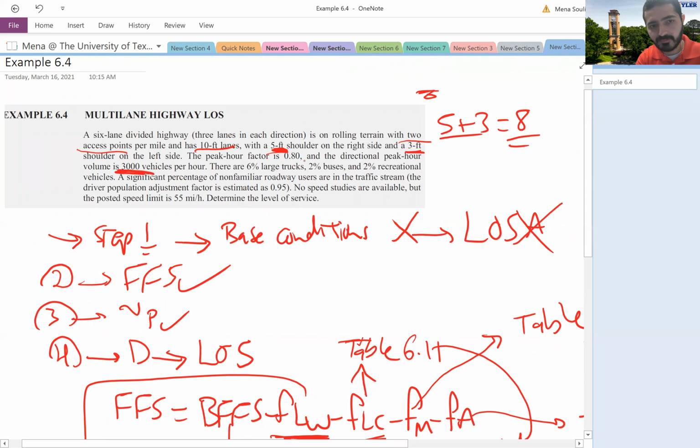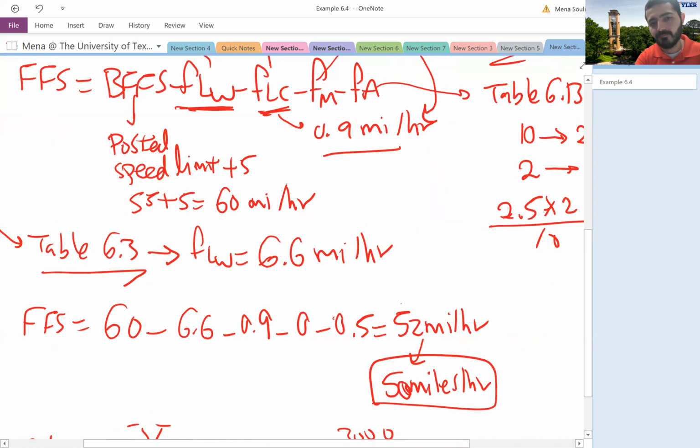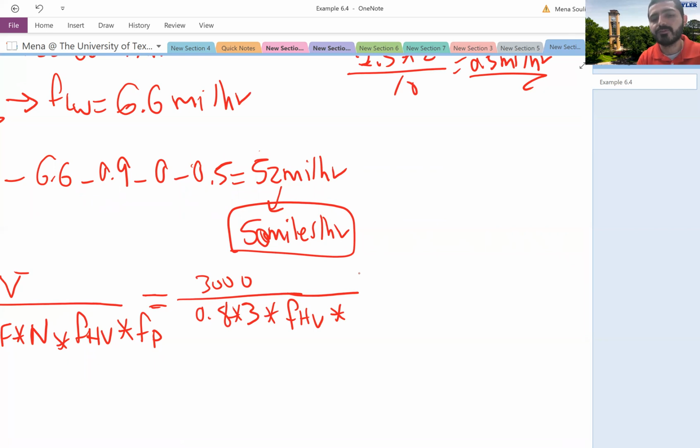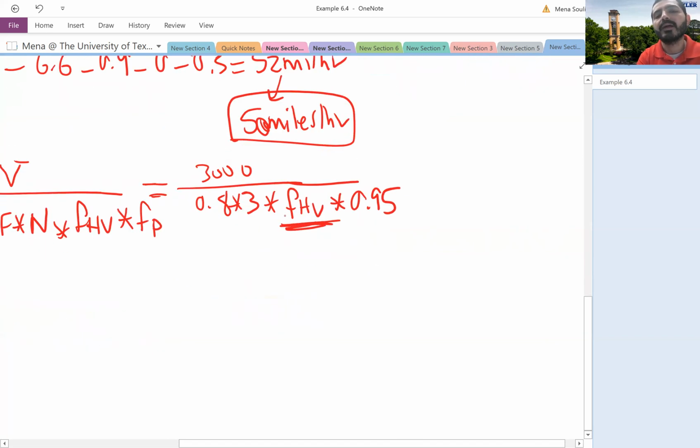This time we don't need to calculate it because it's given to us. The peak hour factor is 0.8, times N. In this case, N is equal to 3 lanes per direction, times FHV. This is what we need to calculate, times FP. Again, a big percentage of the people who are using the facility are non-familiar users. So that's why it was given to us that FP is equal to 0.95. So really what's missing is FHV, and that's what we need to calculate. FHV, again, same equation, and that's equation 6.5.